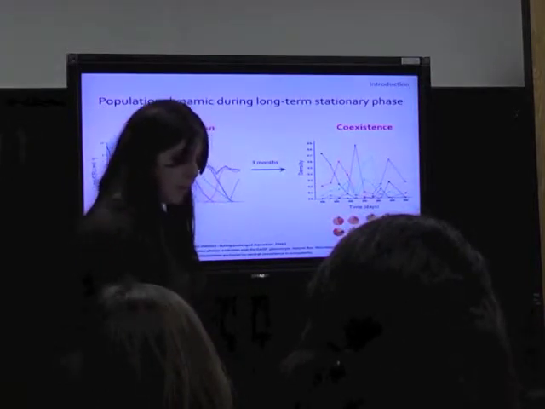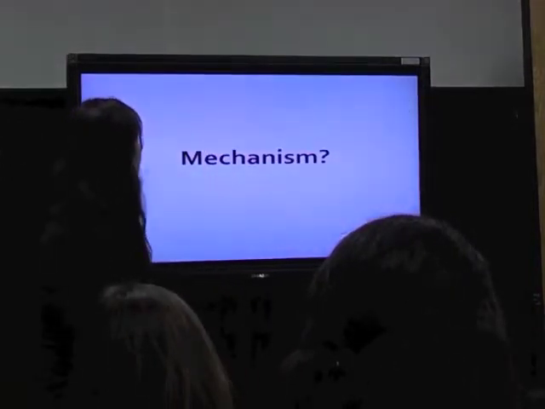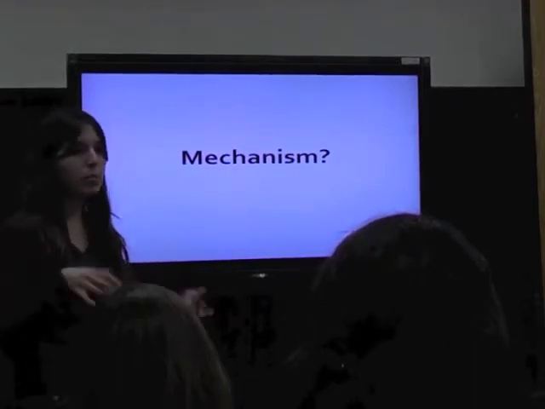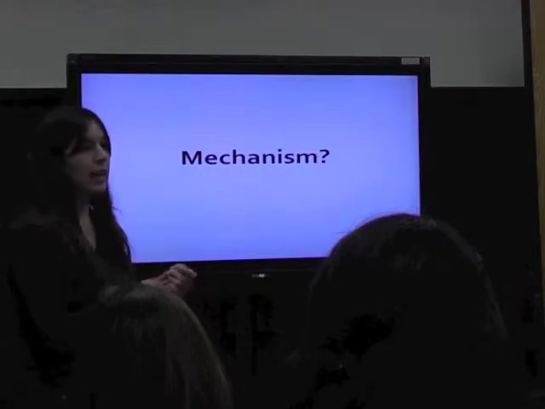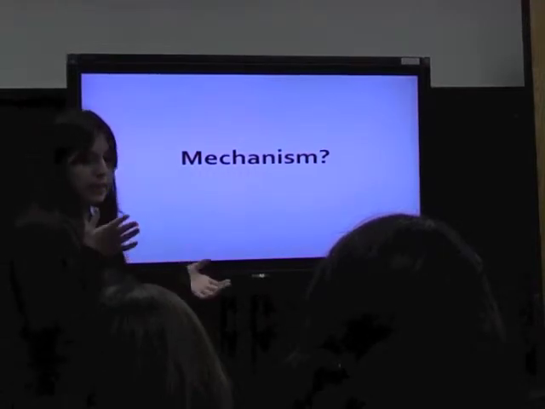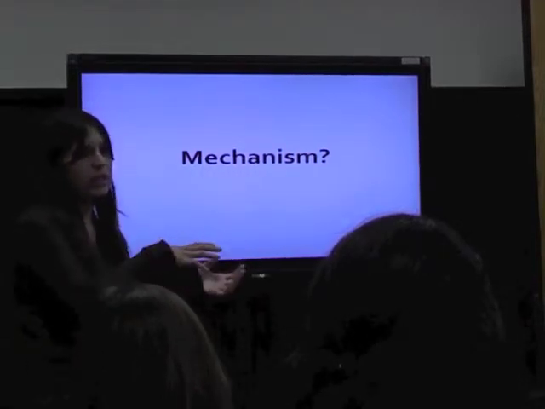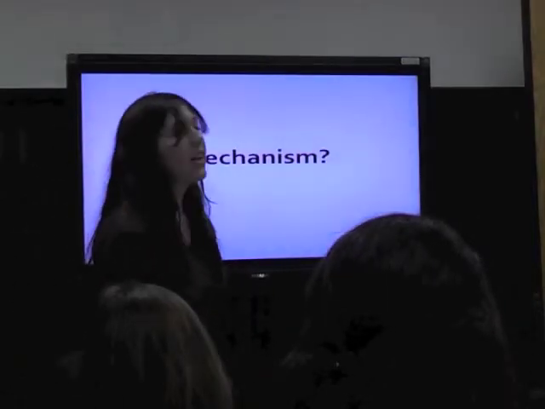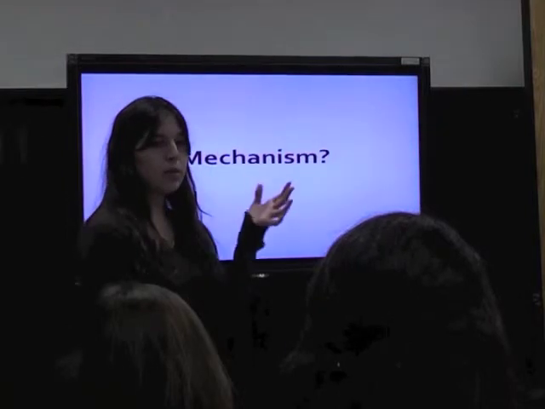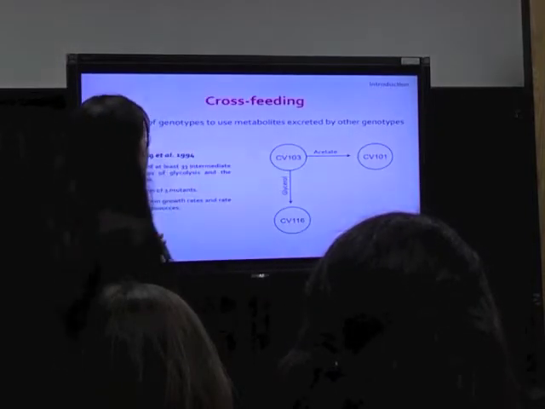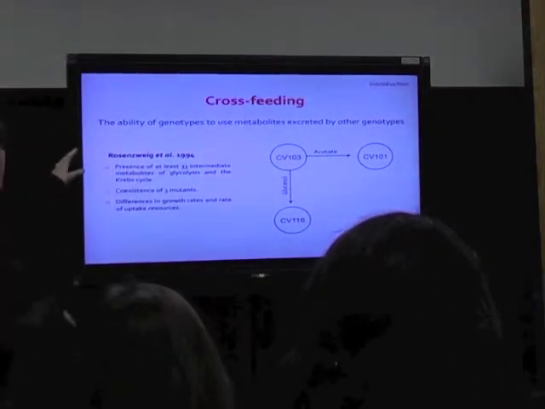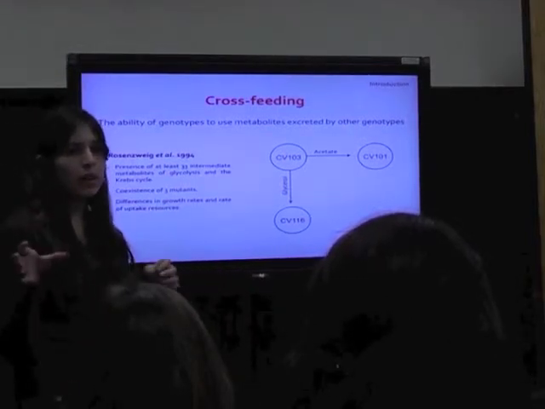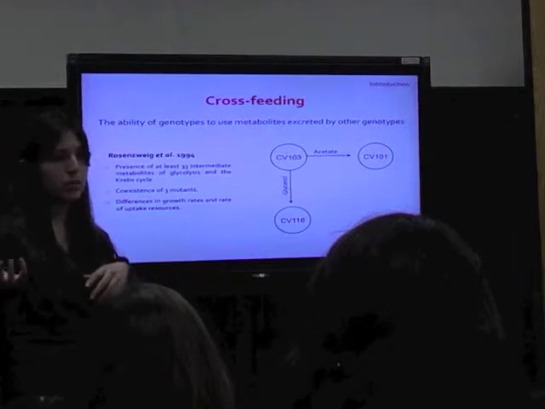Okay. So the question is, what are the mechanisms involved in this regime shift between periodic selection and coexistence. And there are several mechanisms, but we focus on one, that is cross-feeding. And cross-feeding is the ability of one genotype to use metabolites secreted by other genotypes.